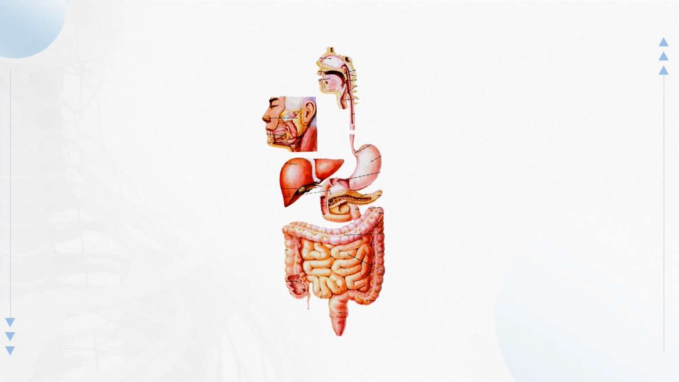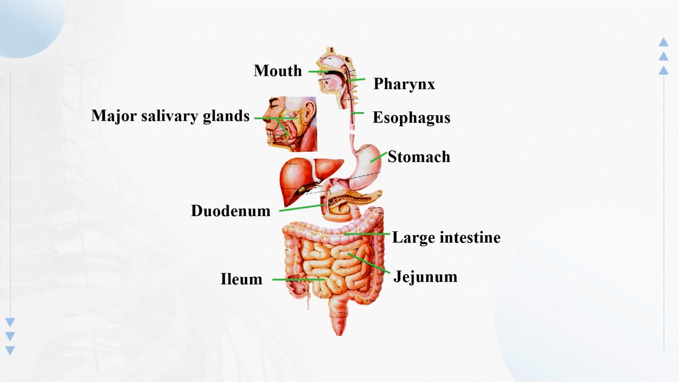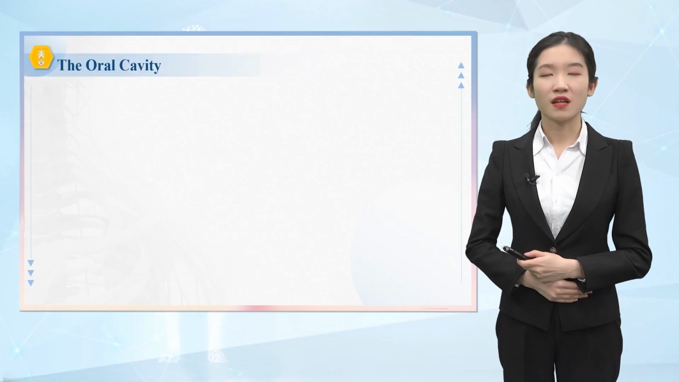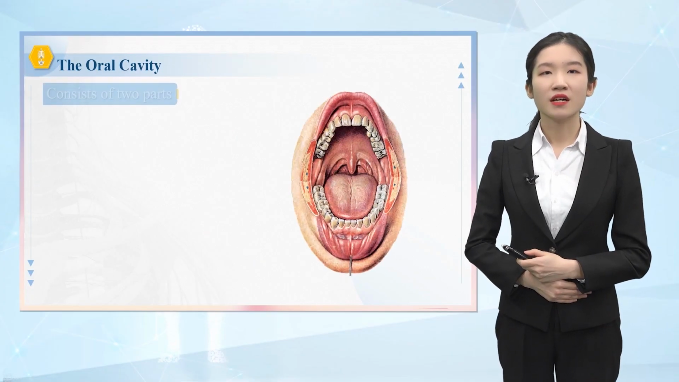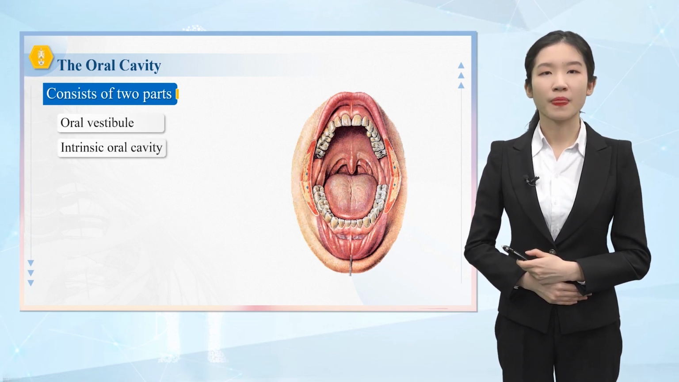We can deepen our impression through this picture: mouth, pharynx, esophagus, stomach, duodenum, jejunum, ileum, large intestine, major salivary glands, liver, and pancreas. First, let's talk about the oral cavity. It consists of two parts, the oral vestibule and the intrinsic oral cavity.